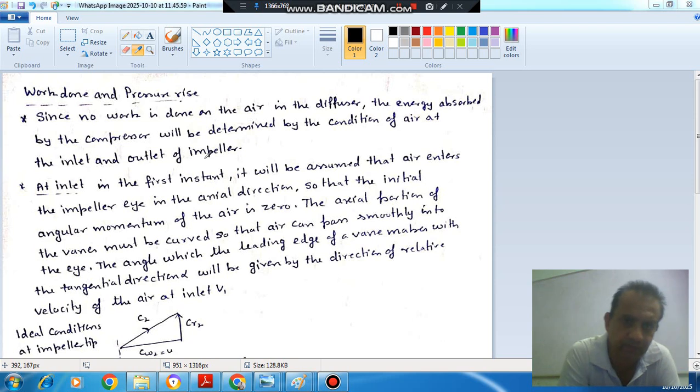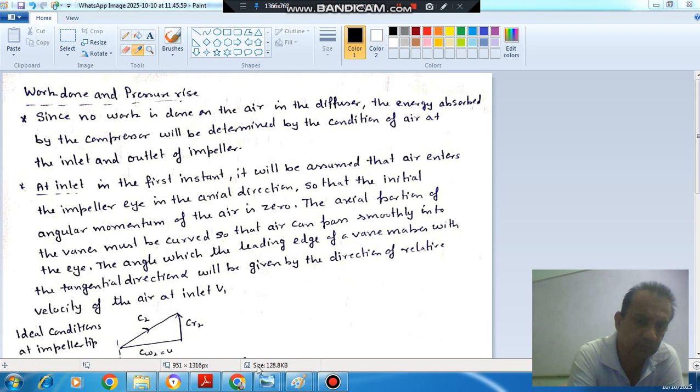As we have stated, there are two parts in a centrifugal compressor. One is your impeller and the other is your diffuser. No external energy is imparted in the diffuser, so energy is imparted only in the impeller. So we will study the impeller part first.